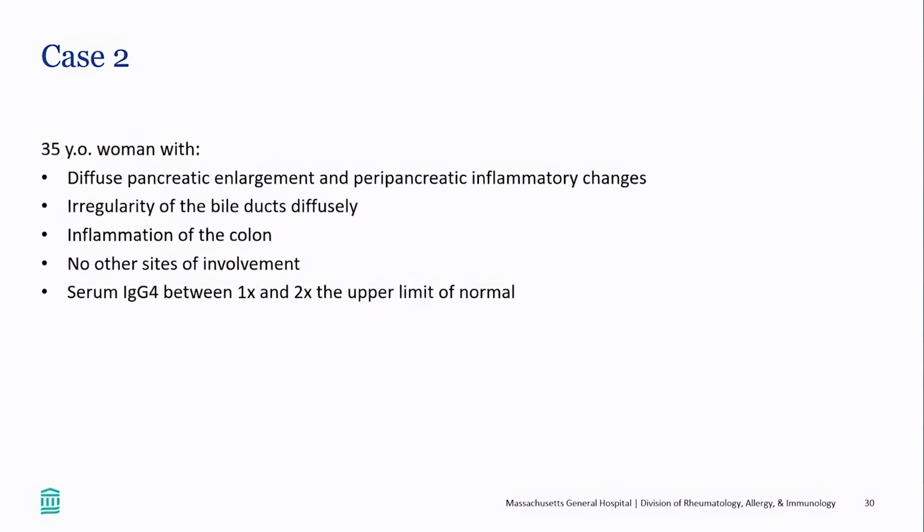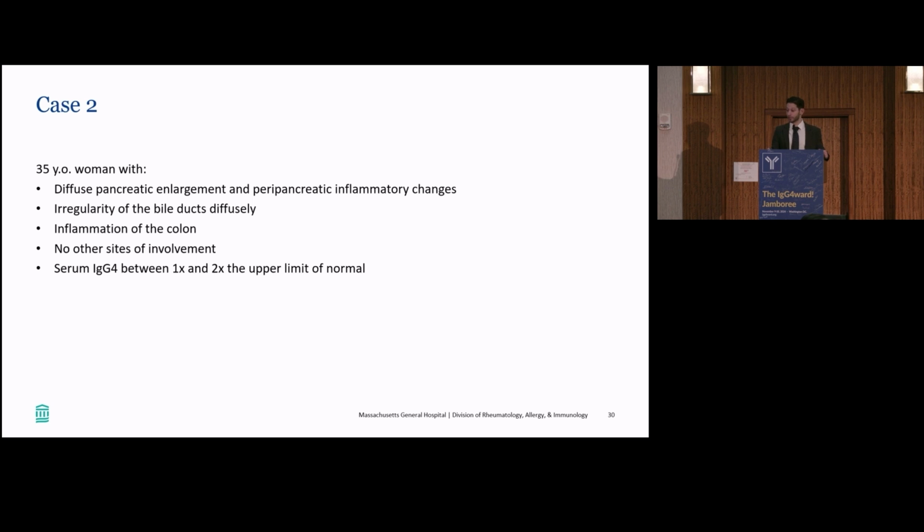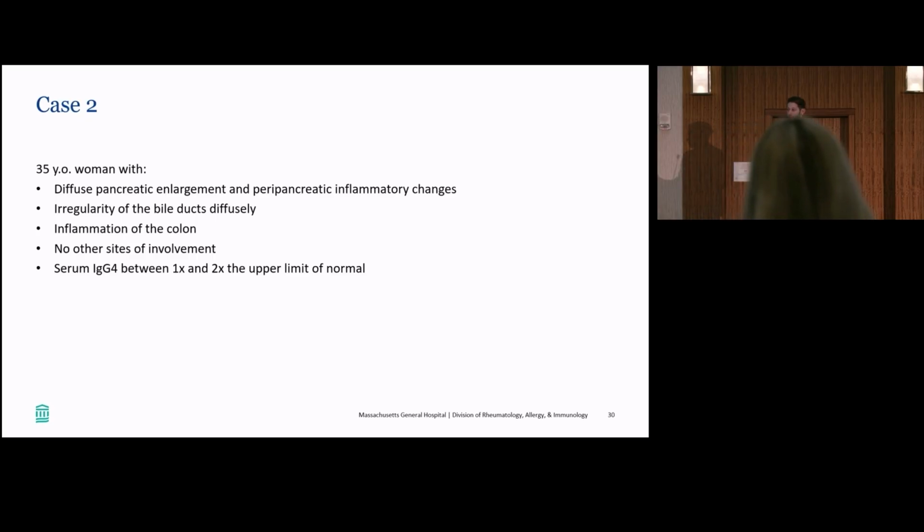These are the ducts that bring bile from the liver and excrete it into the intestines. And she has inflammation of the colon that's seen on a colonoscopy. There are no other sites of involvement, and her serum IgG4 is elevated. It's between 1 and 2 times the upper limit of normal. So let's apply the classification criteria.